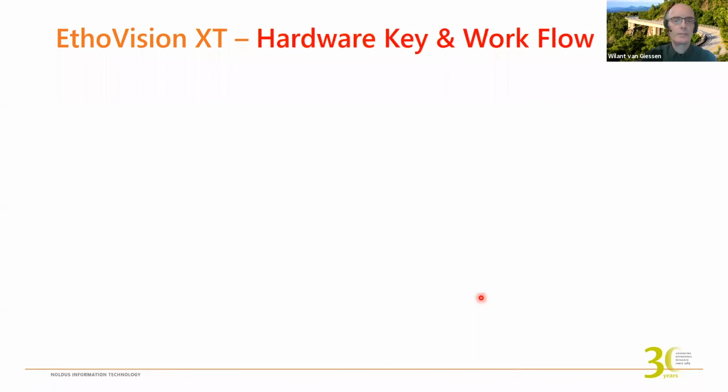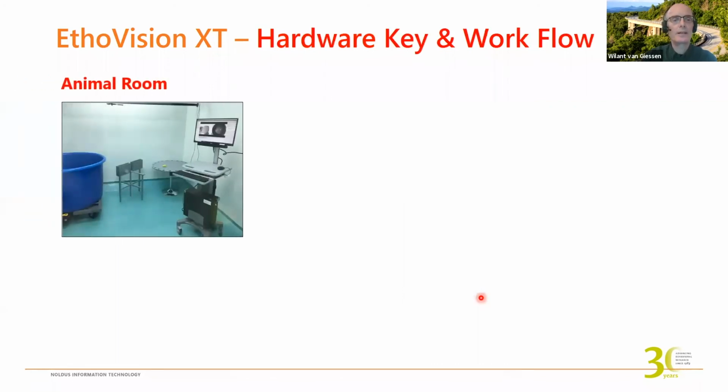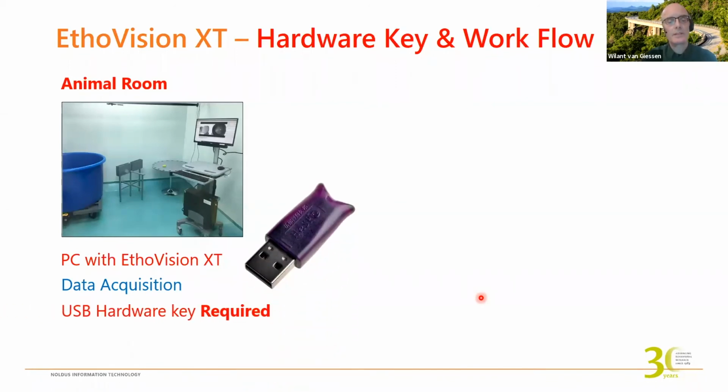Speaking of which, the use of the hardware key. Now, most of you will probably run your experiments in a special area, like an animal room, where you have all your cameras and your mazes or your setups, a PC with EthoVision, obviously, and this is where data acquisition is being done. And for that, of course, you need the USB hardware key, the dongle.